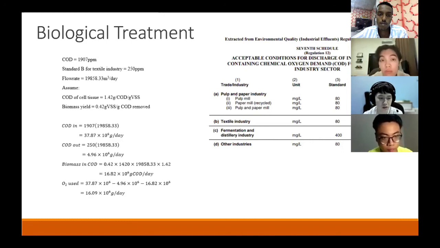The biomass in COD is calculated by getting the biomass in gram VSS and multiplying it by the COD of cell tissue, which then we will get 16.82 times 10 to the power 6 grams COD per day. Finally, the oxygen used is calculated by taking the COD in and subtracting the COD out and the biomass in COD, which will then get 16.09 times 10 to the power 6 grams per day.